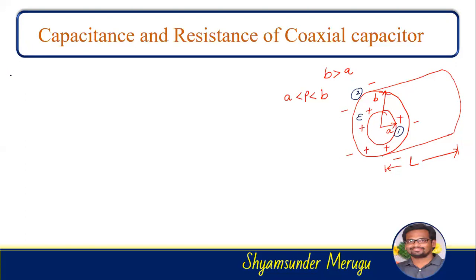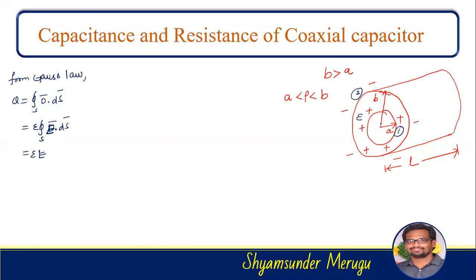So by using Gauss law, we can write the total charge enclosed will be equal to the closed surface integral of D bar dot dS bar here. Now D bar is nothing but epsilon E bar, so I'm writing epsilon outside, and the closed surface integral of E bar dot dS bar. Now the dot product is there, so we get a scalar quantity.